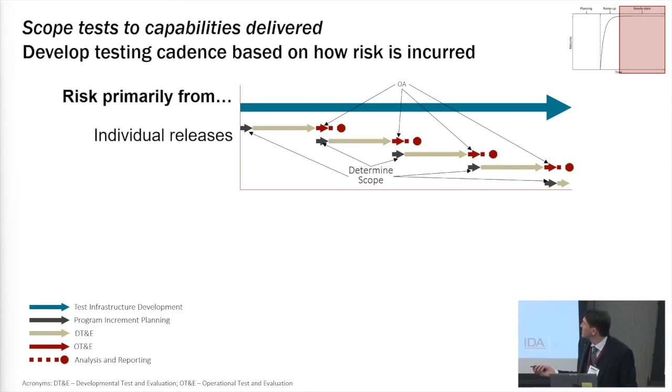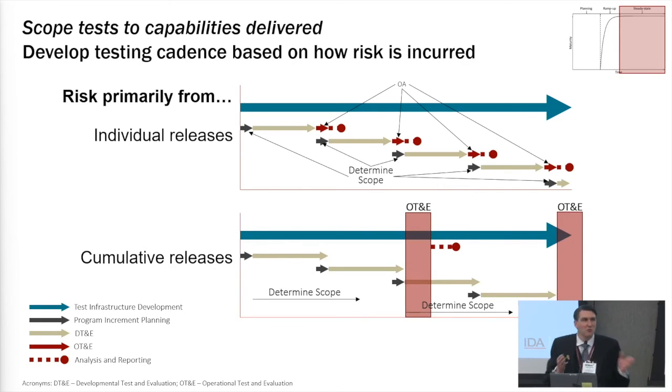Now, maybe this is a program where these releases are really just patches, small upgrades, and your risk really isn't from these small individual releases. It's really the cumulative accumulation of new capability that drives the risk, so we really need to look at the performance of the system, in which case maybe you say, okay, we're going to try and pick periodic points in time to do an evaluation.